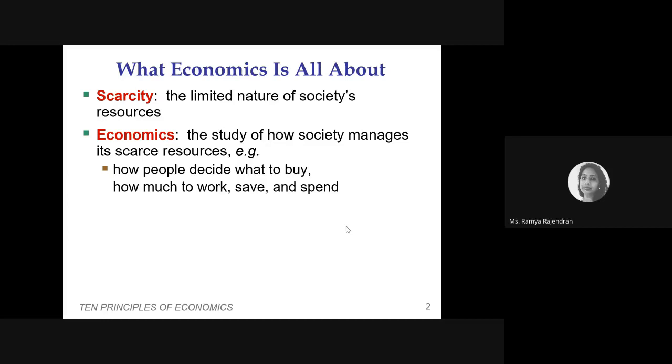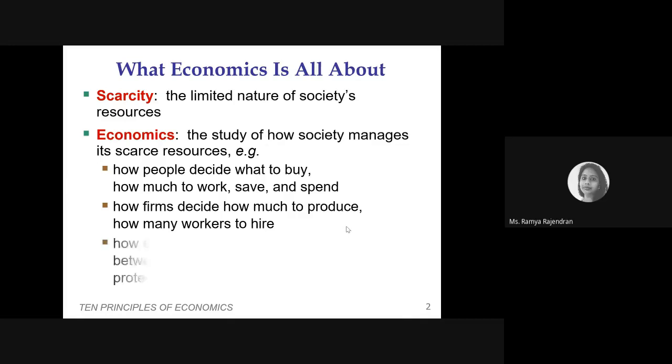For example, how people decide what product they have to buy, how much they have to work in their lifetime, how much money they have to save, and how much money they have to spend. If you're students, I think I can understand, you will not be working on how much money to save and spend, but still, the adults have to deal with these kinds of decisions every day in their life. When it comes to business, firms have to decide how many products they have to produce, how many employees they have to hire, all these things.